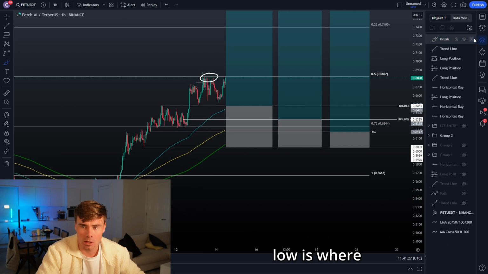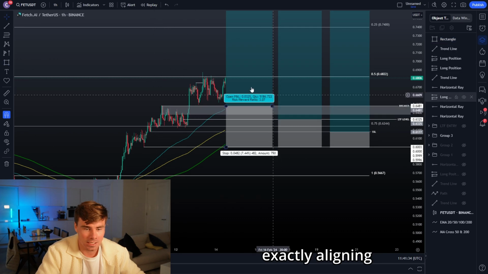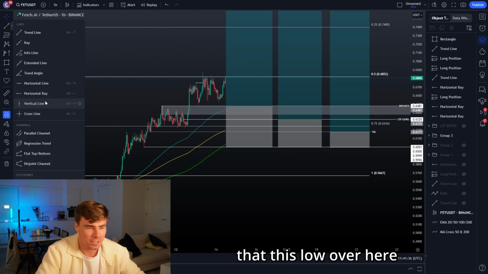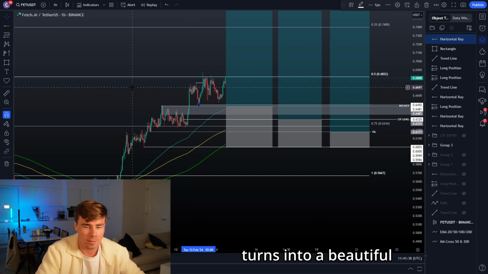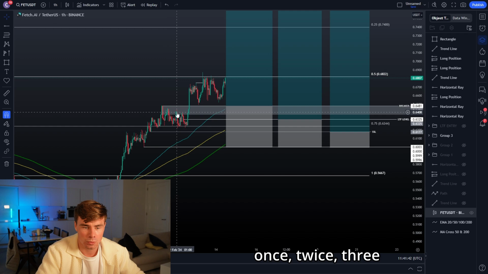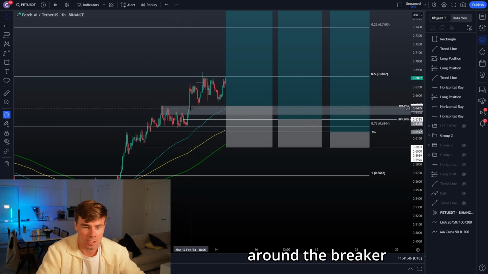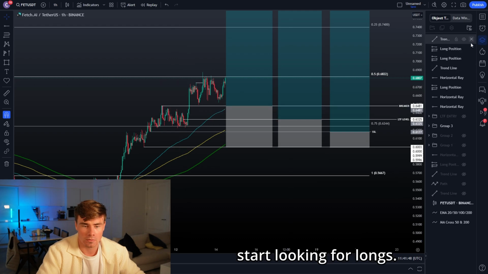And beneath that low is where we have an untapped breaker block over here on the 1 hourly time frame, exactly aligning beneath it, which means that this low over here turns into a beautiful inducement of the breaker block. Breaker block resistance once, twice, 3 times, broke through it, left behind an imbalance around the breaker, beautiful confluence to start looking for longs.